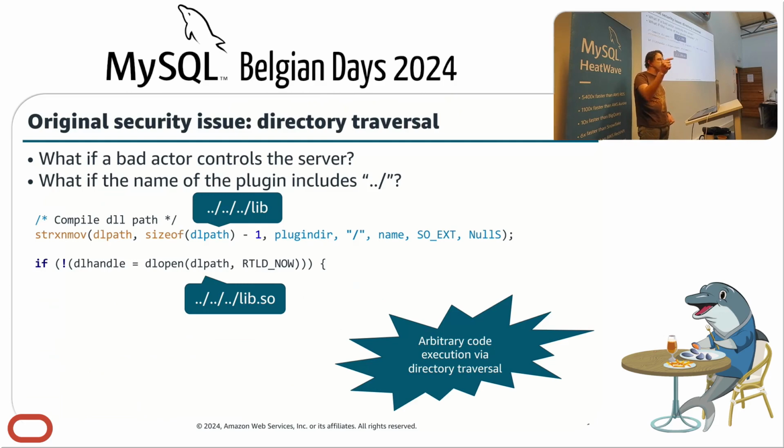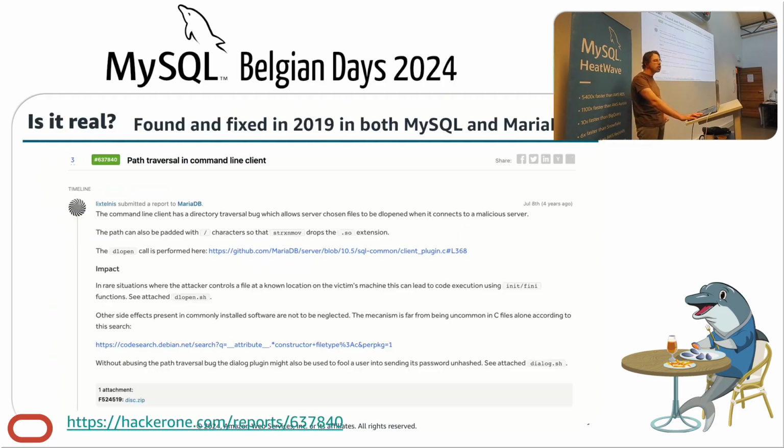Because you escaped from that plugin dir, right? And this is called arbitrary code execution via directory traversal. So this is the original security issue. And it actually was found in 2019 in both MySQL and MariaDB.